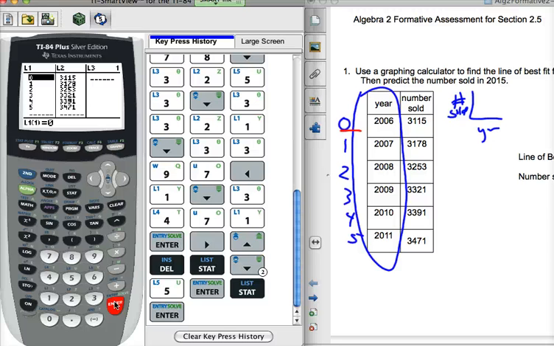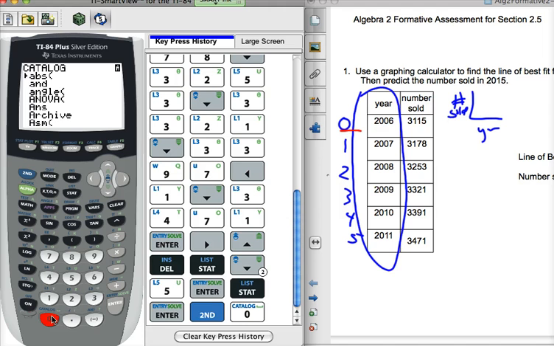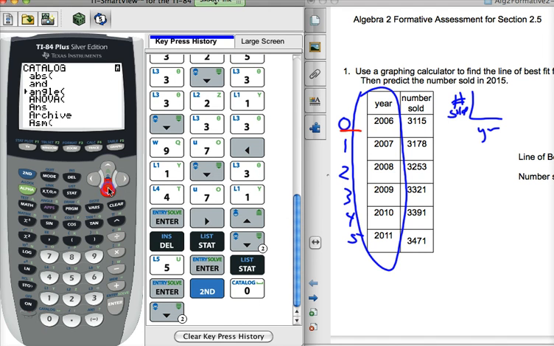Now again, I was talking about an R value. To get an R value, your diagnostic needs to be on. To put the diagnostic on, you need to go to catalog, which you'll see is in blue above the number 0. To get there, hit second, 0, brings you to your catalog. Then you need to arrow down to diagnostic on.